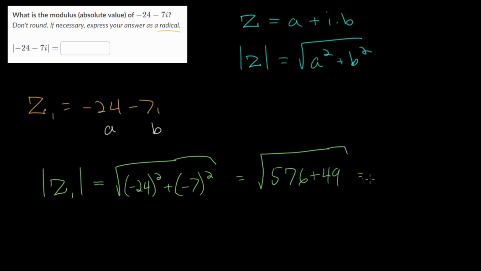If we add these together, we get the square root of 625, which is actually a perfect square. This is equal to 25. So the distance that this point is from the origin is 25 units, and we call that distance from the origin the modulus, or the absolute value of the number, meaning that we can put 25 into our box here.